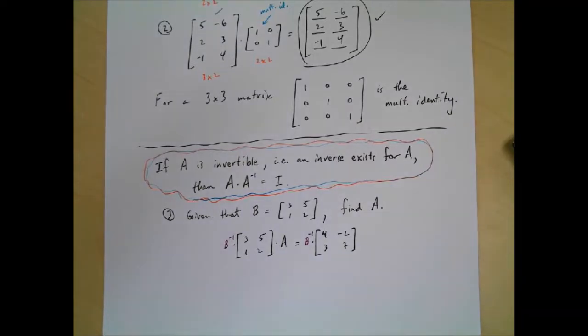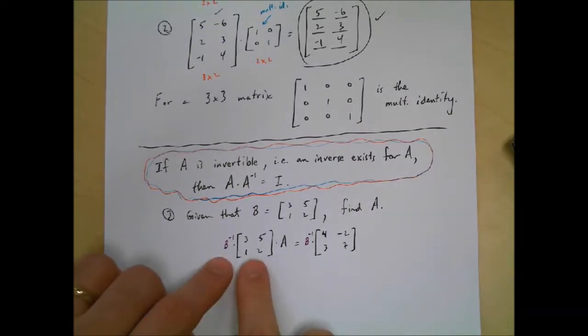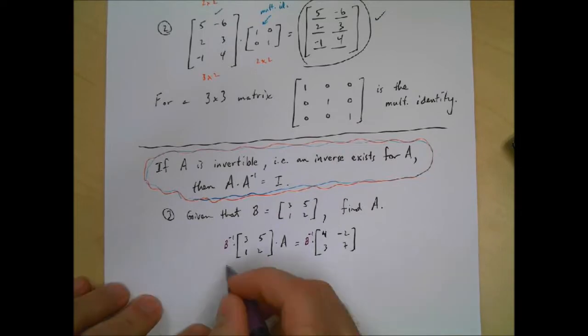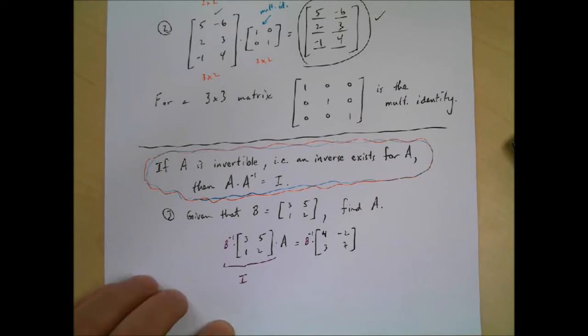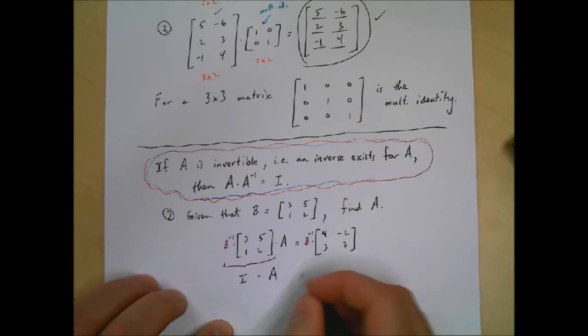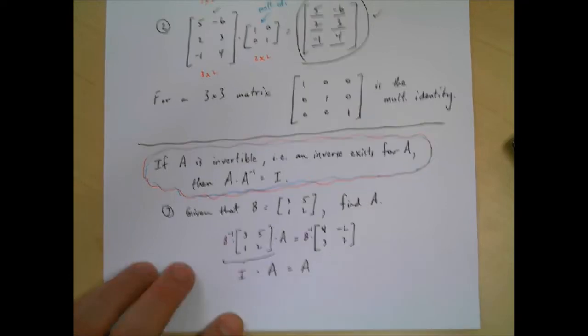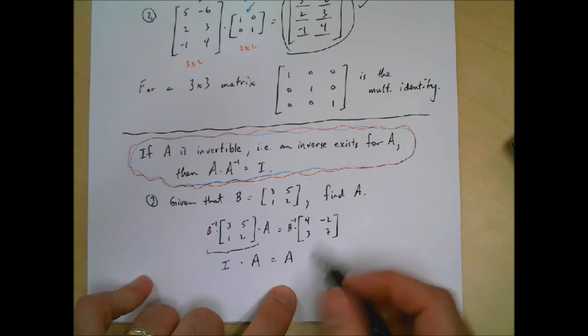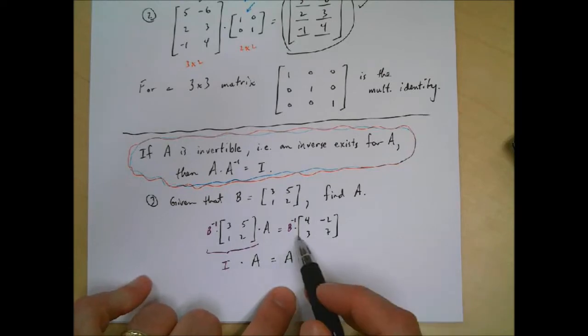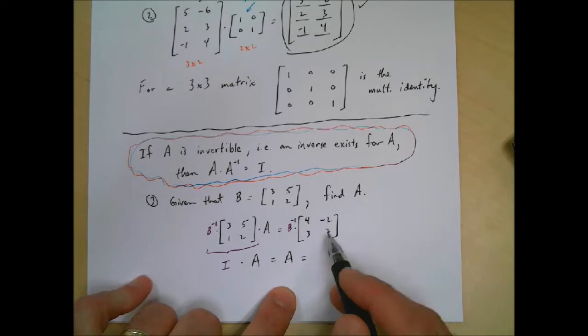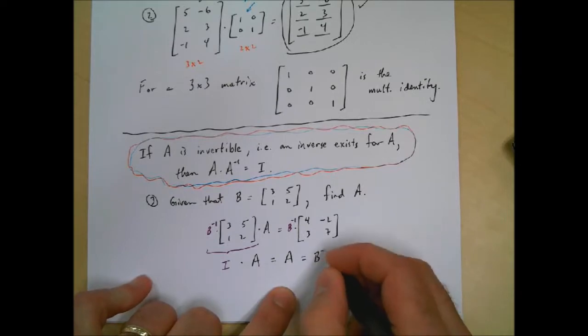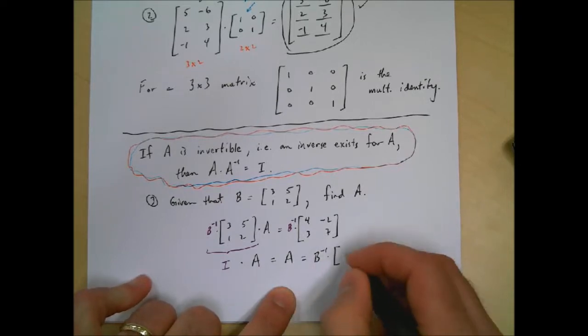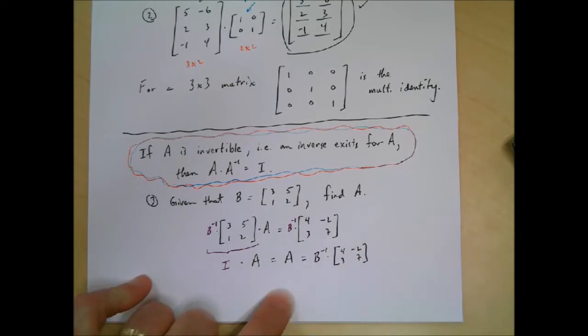So be very careful with that kind of stuff. Now, B inverse times B will give me the identity matrix. And the identity matrix times A is equal to A. And the way that we get that then is we're going to do B inverse times that matrix. Okay, so now we just have the little thing of finding the inverse.